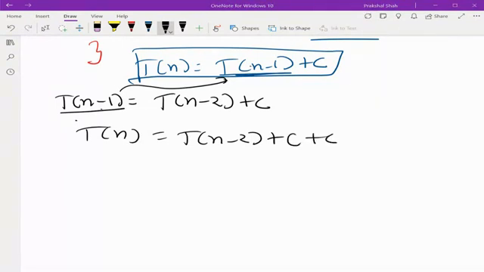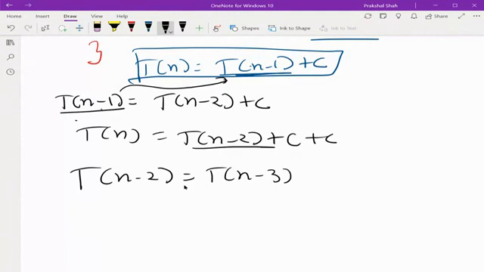Now I have n minus 2 here, so I need to find n minus 2. Again I need to put n equals to n minus 2 here, right? I'll get T of n minus 3 plus C. If I put n equals to n minus 2 here, I'll get T of n minus 3 plus C only, not C plus C. Yes or no?